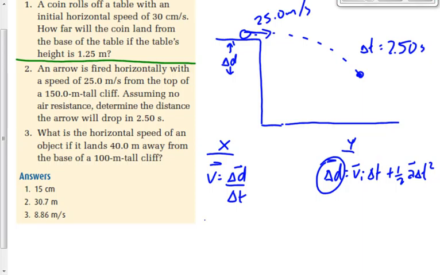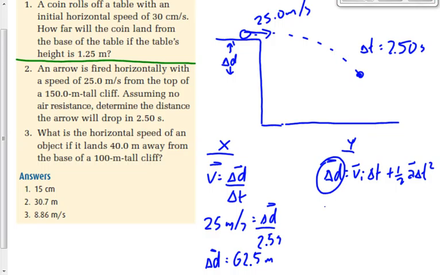V is 25 meters per second. D, we don't know. T, we do know, 2.5 seconds. That allows us to solve for delta D, x component. We end up getting 62.5 meters there. Is that my answer? We said we're looking for D, right? Is that my answer? Yes, that's how far it travels horizontally. That's not my answer. That's correct, but it's not my answer. Let's do the y component.